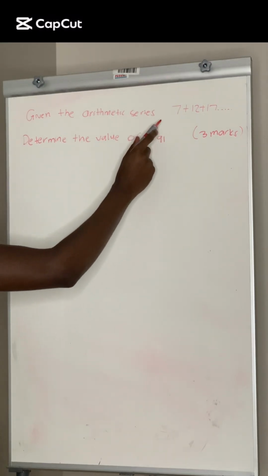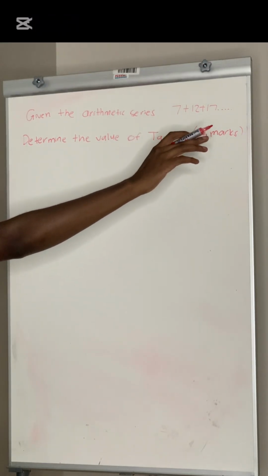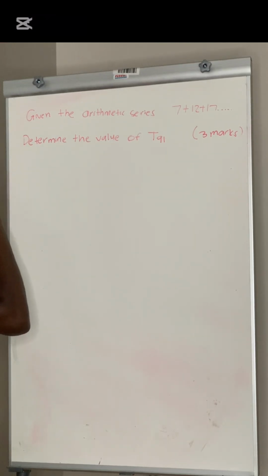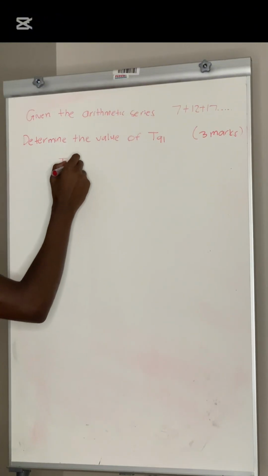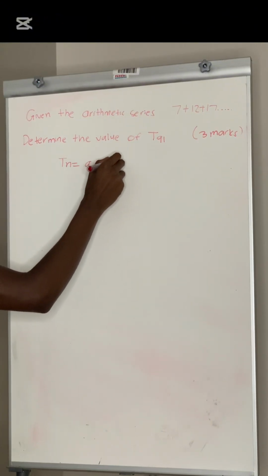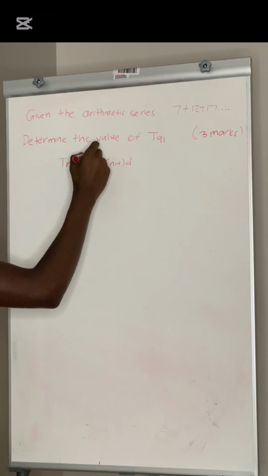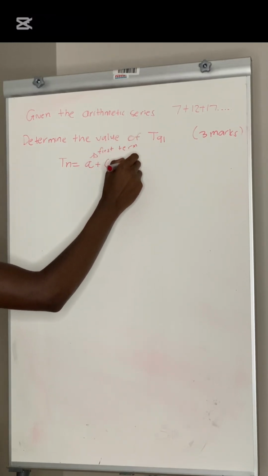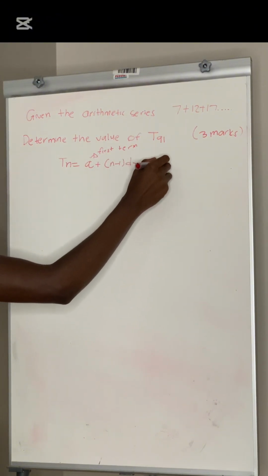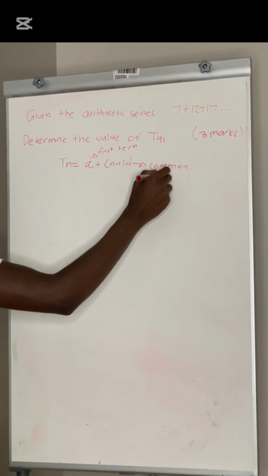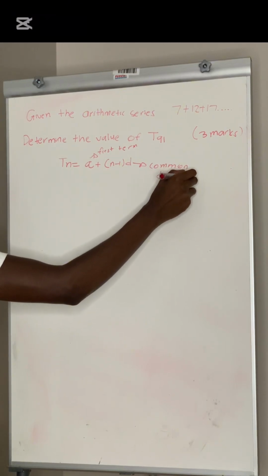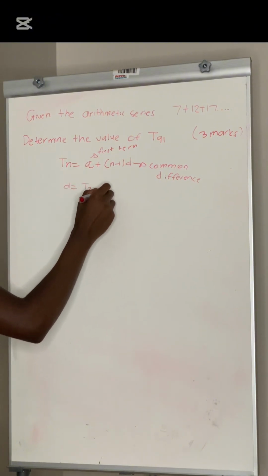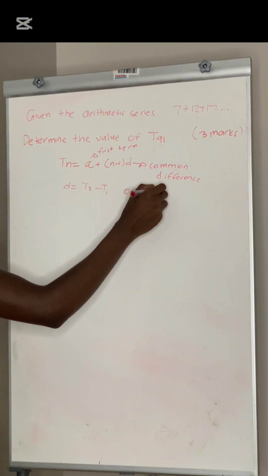Given the arithmetic sequence 7 plus 12 plus 17 and so on up to infinity, we're asked to determine the value of term 91 for 3 marks. So the standard form is Tn is equal to a plus n minus 1 times d, where a stands for the first term and d stands for the common difference.